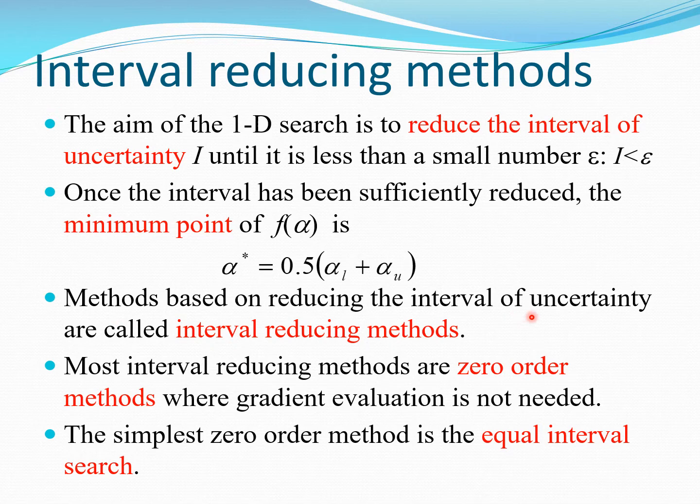All these methods, which focus on reducing this interval I, are known as the interval reducing methods. They are also sometimes called the zero order methods because gradient information is not being used here, and therefore these methods only rely on function values. This is nomenclature which is widely used in optimization in terms of the derivatives which are needed for a particular method. Today we are going to discuss the simplest such method, the equal interval search.